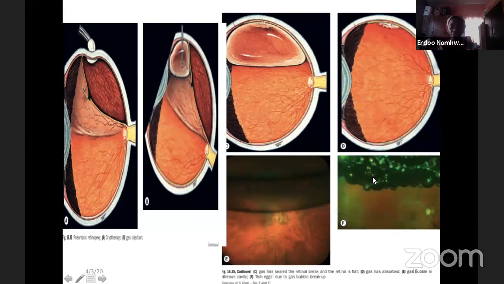This picture here is just showing us the fish eggs. When you do not inject the bubble as one, it comes out this way. It looks like the eggs of a fish. But sometimes the gas bubble itself may break up when in the vitreous, and it appears as this. This is just a diagram showing the retina here. A gas bubble was injected, but then it has been reabsorbed, and so you have a flat retina.